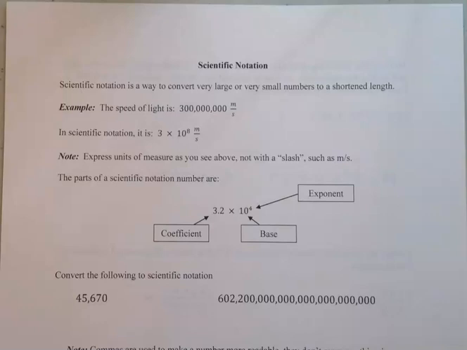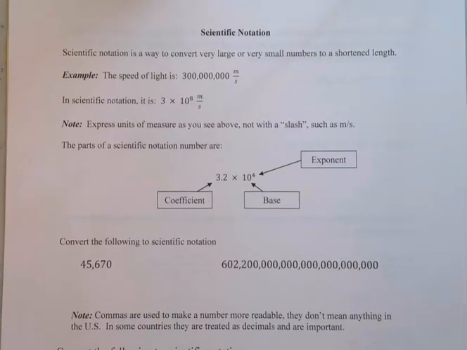Okay, the parts of the scientific notation are: the coefficient is the large number in front, the base is always 10, and the smaller number, the power, is called the exponent. So the first task is to convert the following to scientific notation. So here is what you do.